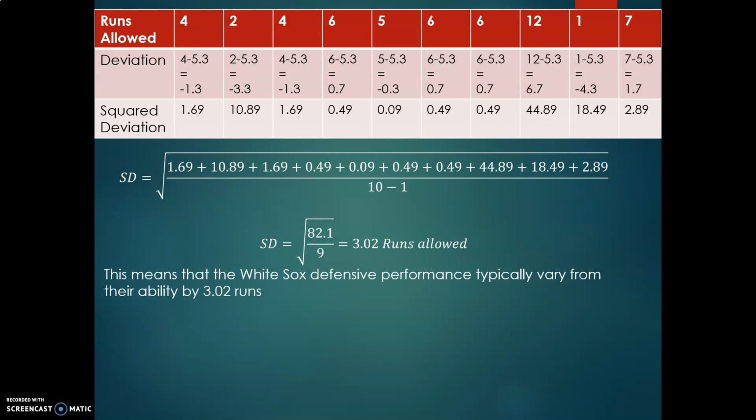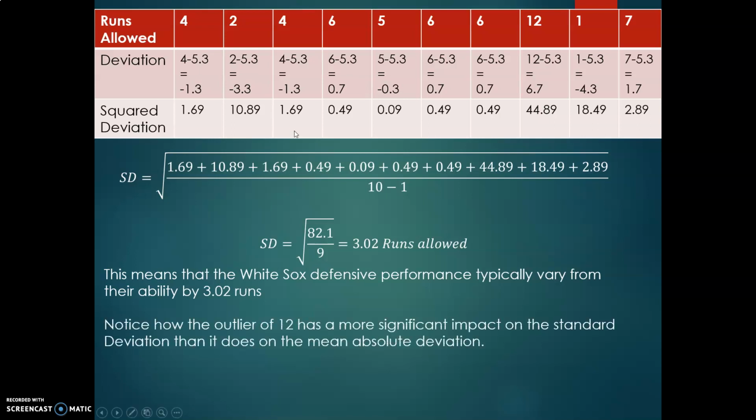That means that the White Sox defense performance typically varies from their average by about 3.02 runs. As I said at the beginning, we notice how much bigger the impact of that outlier of 12 is than it was for the mean absolute deviation. When we add all these together, it adds up to 82.1, and 44.89 of that comes from one value. So over half that value comes from that one big outlier.